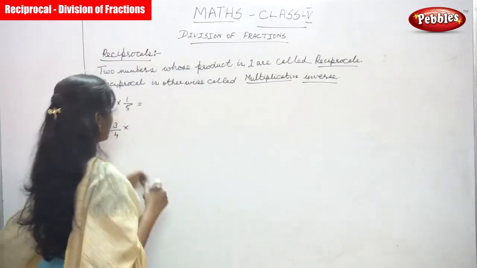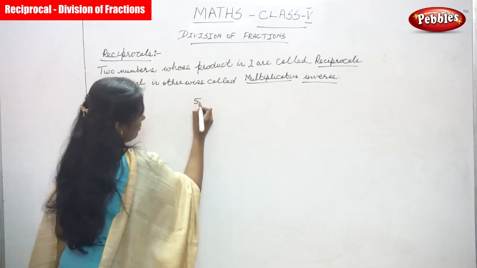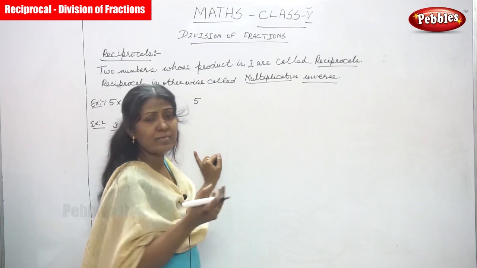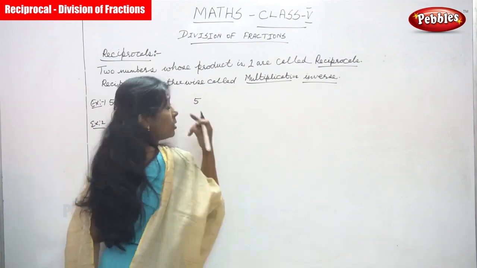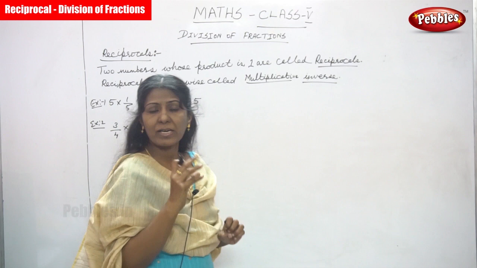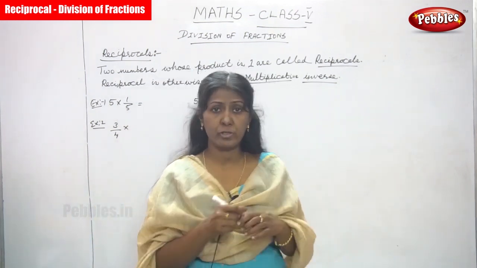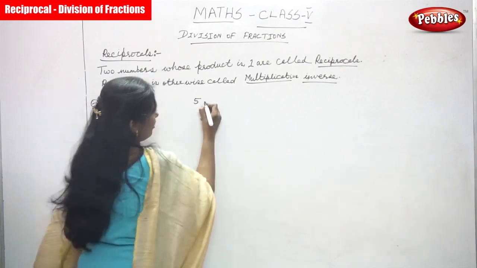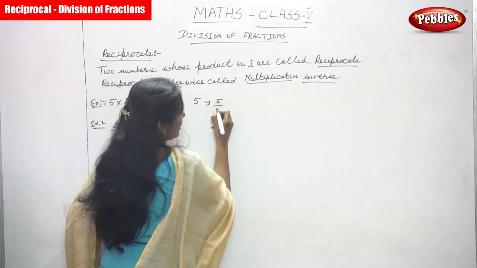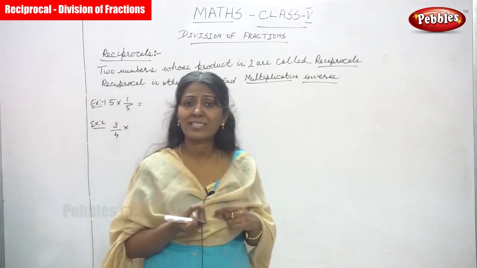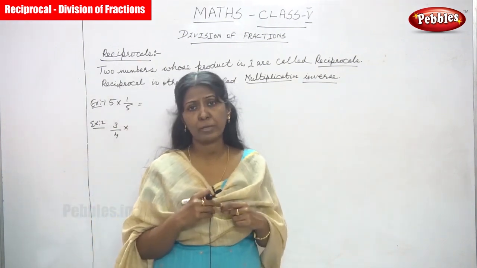Now I am going to solve the sum. Look at the number, it is 5. So 5 is a whole number. What is the reciprocal of 5? You have to write 5, there is no denominator. First, 5 is a whole number, so you have to make it a fraction first. So 5 becomes 5 by 1, because there is no denominator. You have to consider 1 as the denominator. So 5 divided by 1.